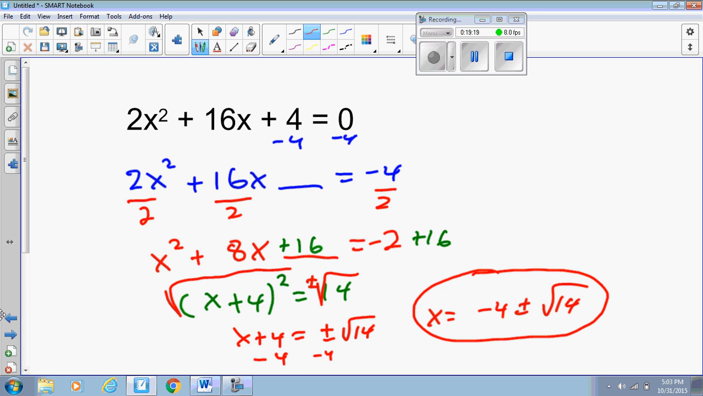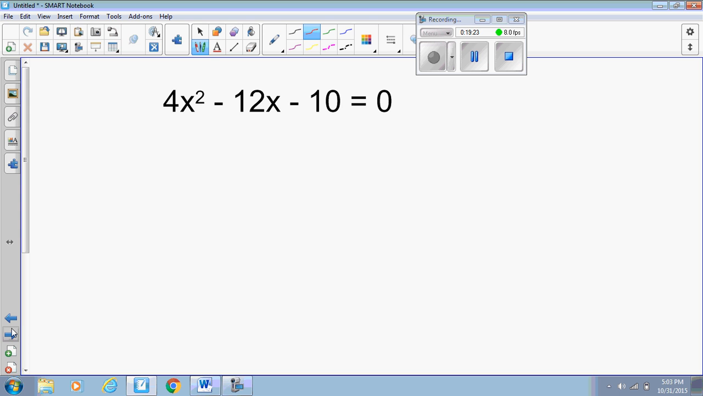Okay, the next one, we're going to add one more wrinkle to this. When I do this one, I look at this and I'm going to do the same thing I did before. I'm going to add 10 to both sides. So I have 4x squared minus 12x equals 10. And I got to figure out, remember, I can't do the fractions yet. I got to put a number here. I don't know what it's going to be, but I'm not going to do that yet.